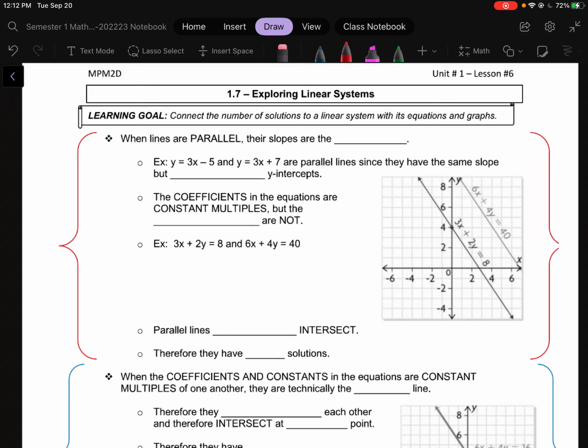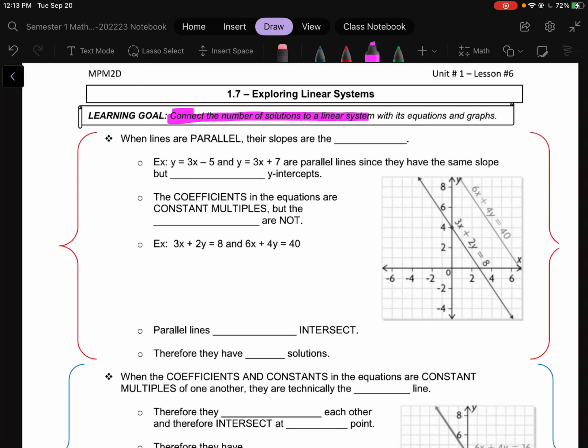Hi everyone, so we're going to look at lesson 1.7 today. This is going to be our final lesson of the unit before the test. Today is going to encompass pretty much everything. We're going to connect the number of solutions to a linear system based off of its equations and graphs. This is going to be really interesting. It's going to summarize a lot of the points that we talked about.